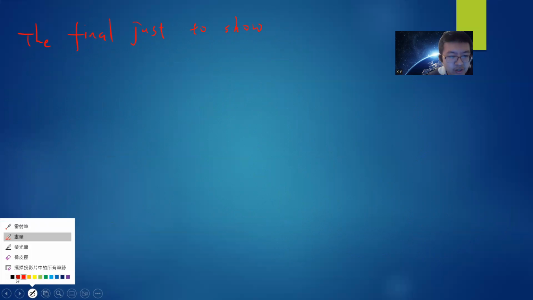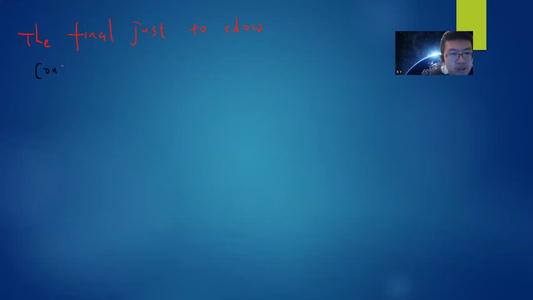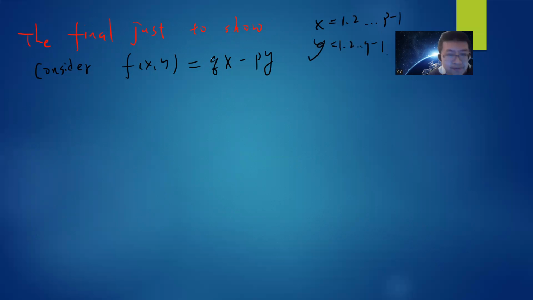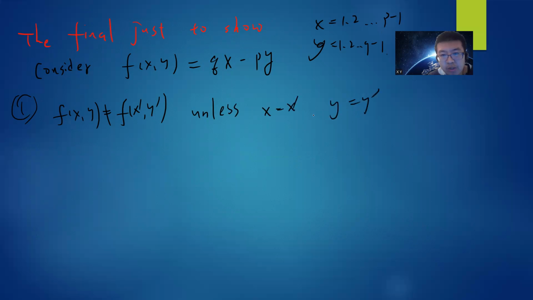Okay, so now we have a very, very powerful proof. Okay, so consider the following function, f(x,y) equals qx minus py, where x is from 1 to (p minus 1) divided by 2, and y is from 1 to (q minus 1) divided by 2. Okay, so the first thing that we can know is that f(x,y) cannot be the same as f(x',y') unless x equals x' and y equals y'.